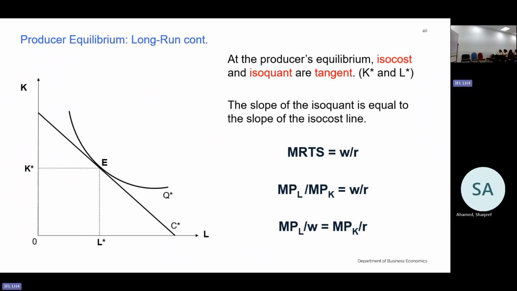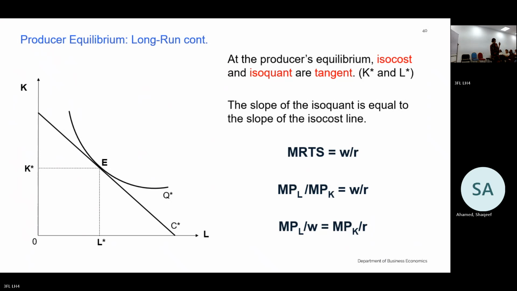So we say the equilibrium for the producer is where your isocost is tangent to the isoquant. Understood? So this is where the equilibrium happens. When two curves are tangent, at the tangent point we say the slopes are equal. So what is the slope of the isoquant?